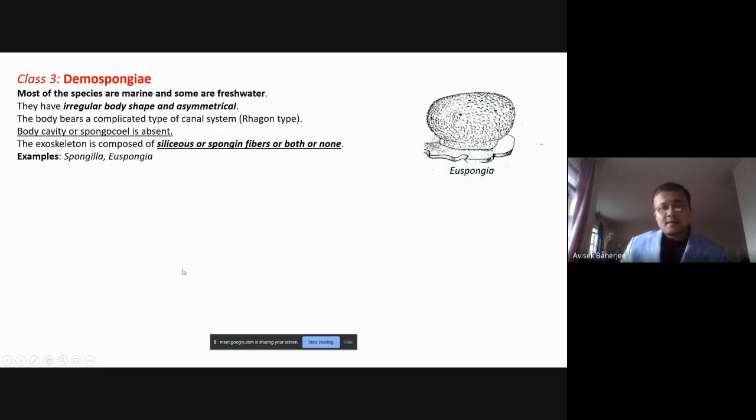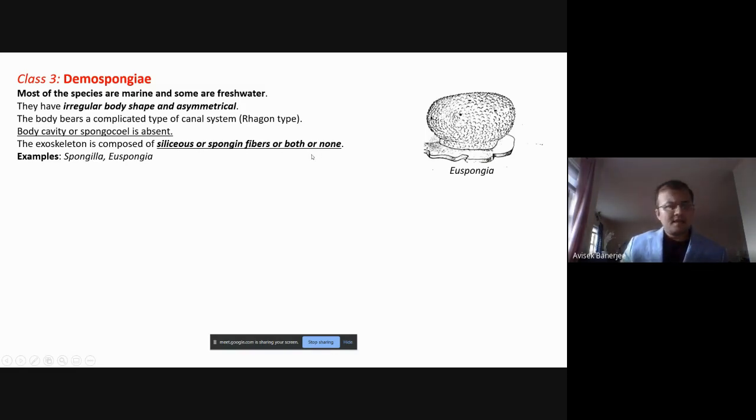The last but not the least is Demospongiae, and this is a big class. So in the Demospongiae, the body is again a very irregular shape, asymmetrical. The interesting thing is that the spongocoel is absent, and the skeleton is made up of siliceous spicules or spongin fibers or both, and interestingly, or none. They sometimes don't even have that.